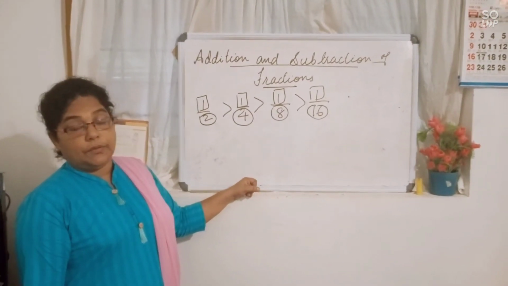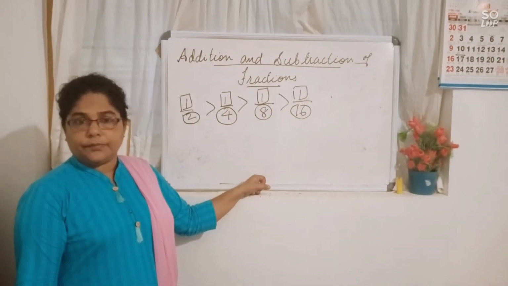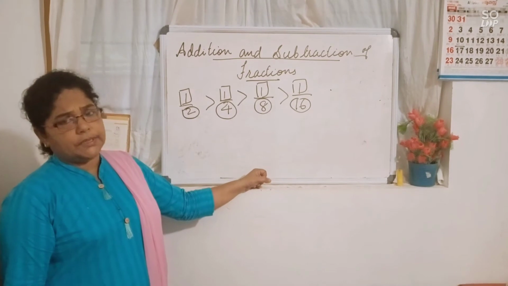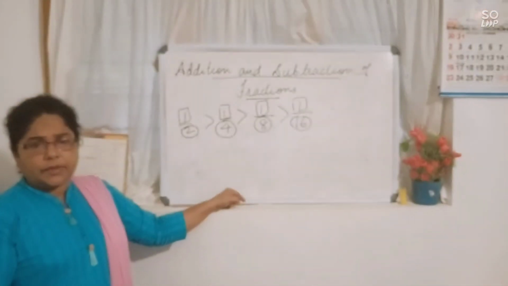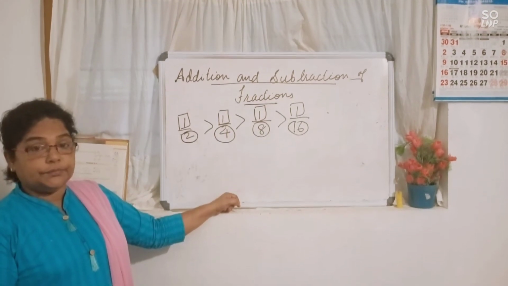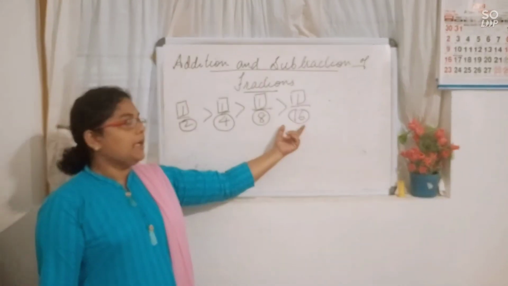Now definitely we know if we get a chocolate and we divide it into 16 pieces, the size of the piece will be very small. And if we make only 2 pieces, the size of the piece is larger compared with the 16 pieces.